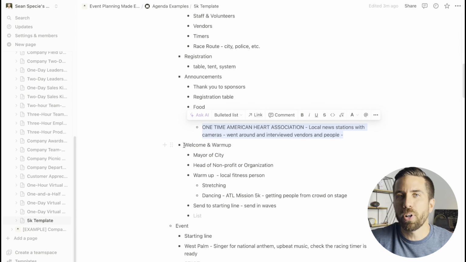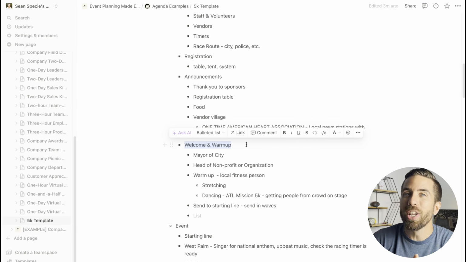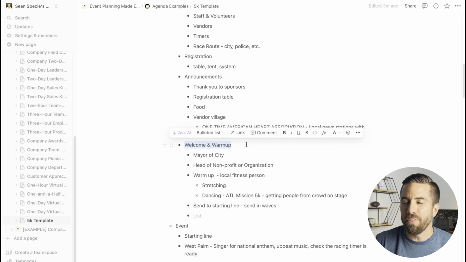And then also in the pre-event phase, after you move on from those basic announcements, you need to think about a welcome and a warm-up. Now, one might argue that this would fall under the actual event start and end time, but for a 5K, I'm classifying this a little differently, saying that the start of the 5K is actually the start of the event. So pre-event, you need to do a welcome and a warm-up.